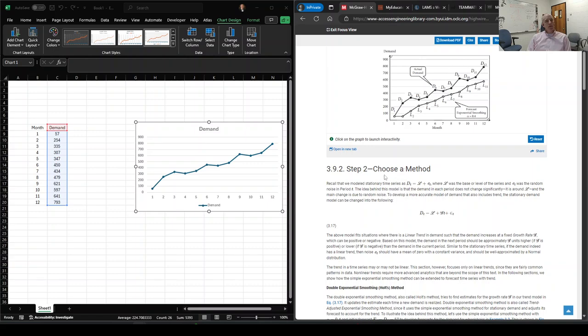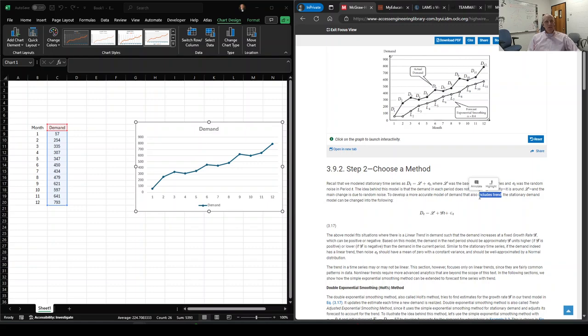Step 2, choose a method. Recall that we modeled stationary time series as demand is equal to L plus E, where L was the base or level of the series, and E, for error, was the random noise. The idea behind this model is that demand in each period does not change significantly. It is around L. The main change is due to random noise.